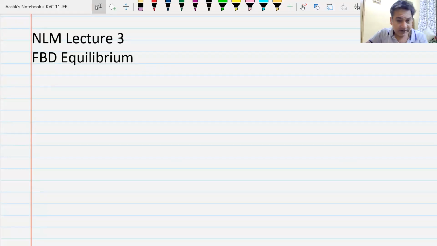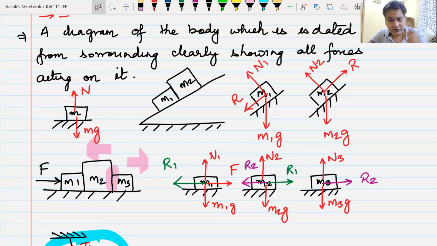Good afternoon, everyone, and we are into the third lecture on Newton's laws. In this, we will be dealing with problems on equilibrium, and I hope that we can cover this. In the last class, we had discussed some problems based on free body diagrams, and I told you that these free body diagrams are very important. Once you get these free body diagrams and draw them correctly, the rest of the question becomes very simple. Yes or no?